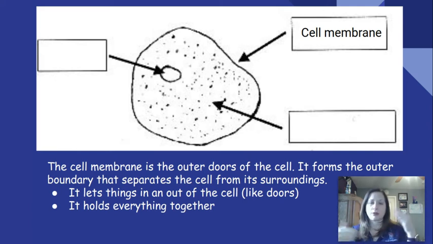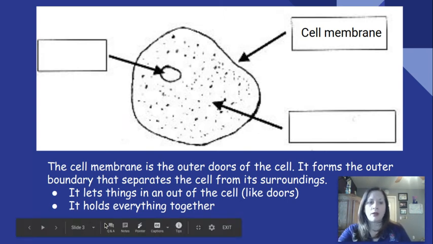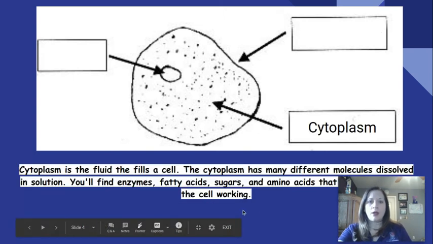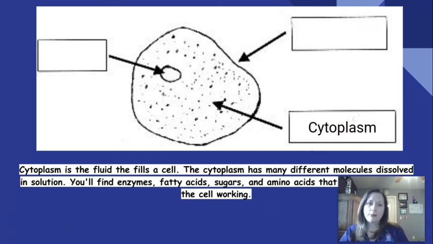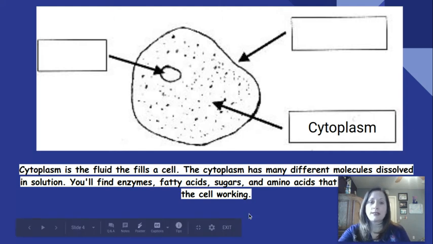But think of them as walls where things can pass in and out, okay? All right, so the next part of the cell I need you to know is the cytoplasm. So cytoplasm is simply just the fluid that is filling up the rest of the space in your cell. Notice it's not pointing at one of those little black dots, because those are something else, but it's just the fluid that's inside your cell.